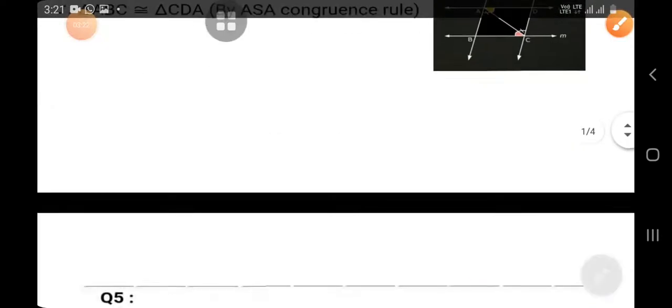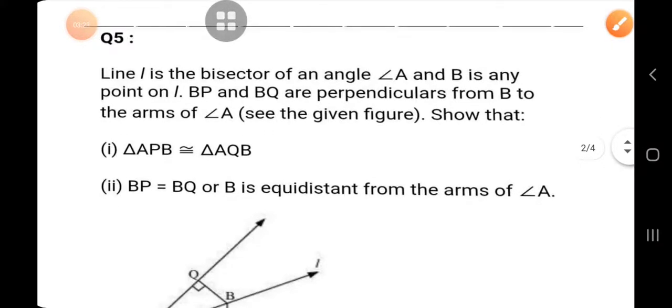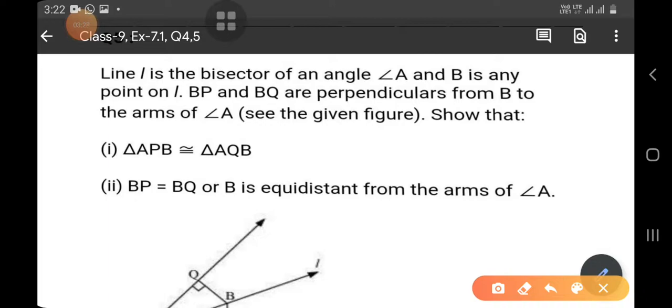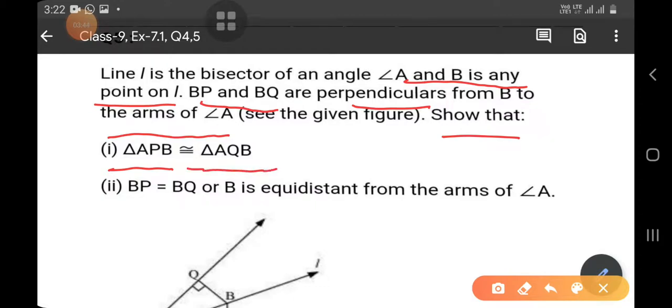Now take the another question, that is question number 5 here. Question number 5 is as follows. Line L is the bisector of an angle A and B is any point on L. BP and BQ are perpendicular from B to the arms of angle A, so that triangle APB is congruent to triangle AQB, and BP is equal to BQ, or B is equidistant from the arms of angle A.